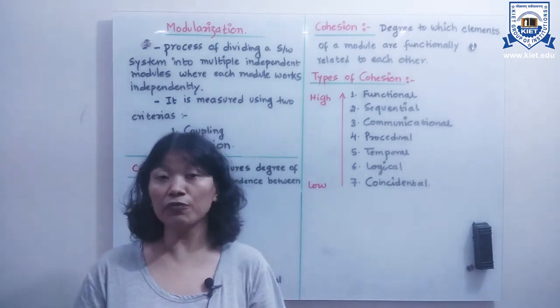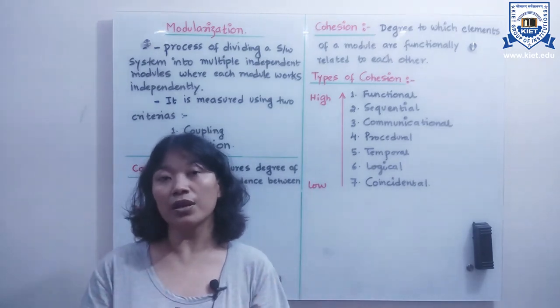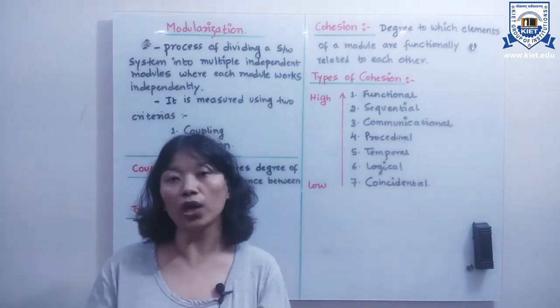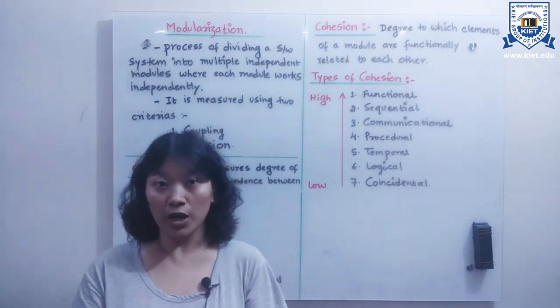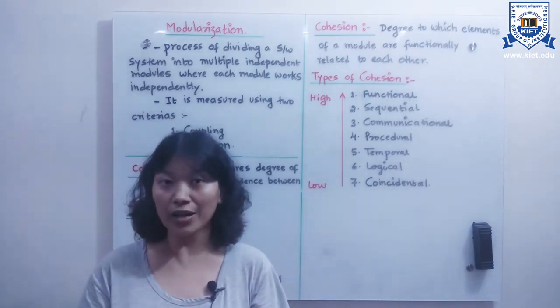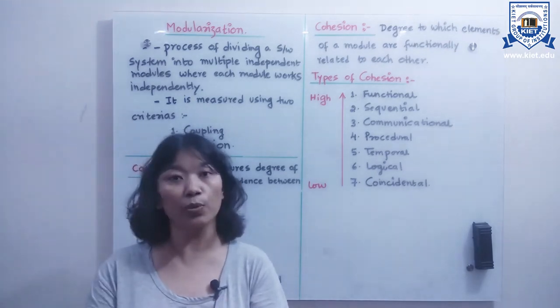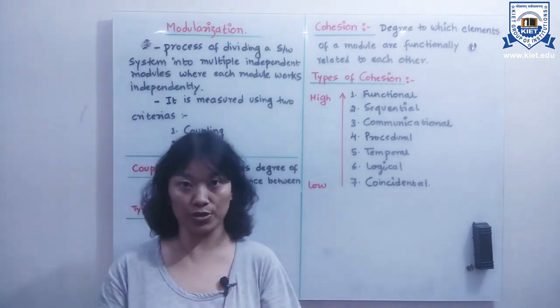Second important thing, if there is high dependency among the modules, then if any error arises, it may affect all other modules. So the possibility of an error occurring in highly interdependent modules is high compared to independent modules. That's why low coupling is always desirable for the software design modularization process.